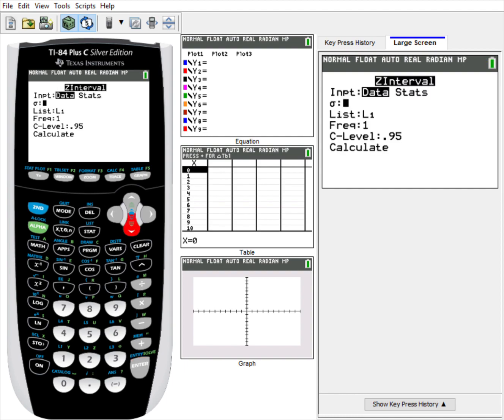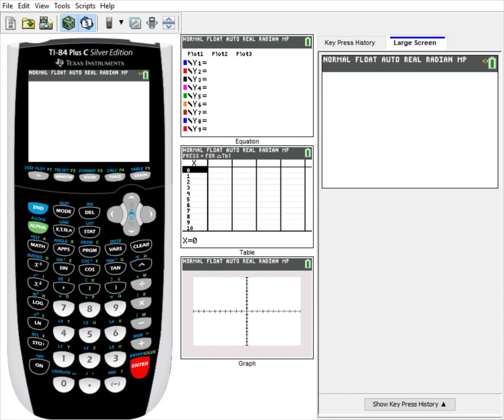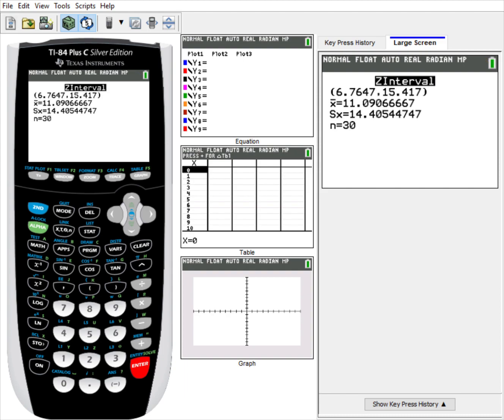And all it's really asking me is what was the standard deviation of the population that is given to you within the problem. So this is where you're going to type in 14.45. And where is your data? L1. Keep frequency at 1 and change your confidence level to 0.90 because that's what they asked for. When you push calculate, all it does is give you an interval.